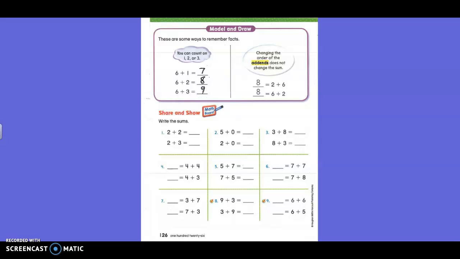Okay. Or you could change the order, right? Changing the order of the addends, these two numbers, does not change what it equals. Okay, do you see that you usually have the addends on the left side, right? And the answer is usually on the right. Okay, what did they do here? They switched it, right? The addends are on the right side, and the answer is on the left.